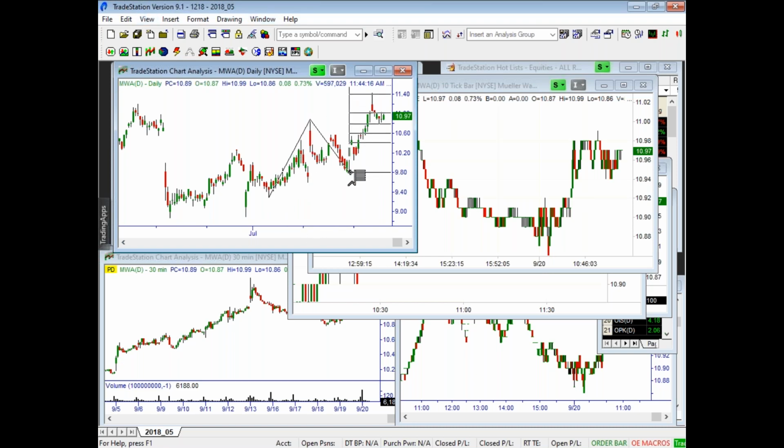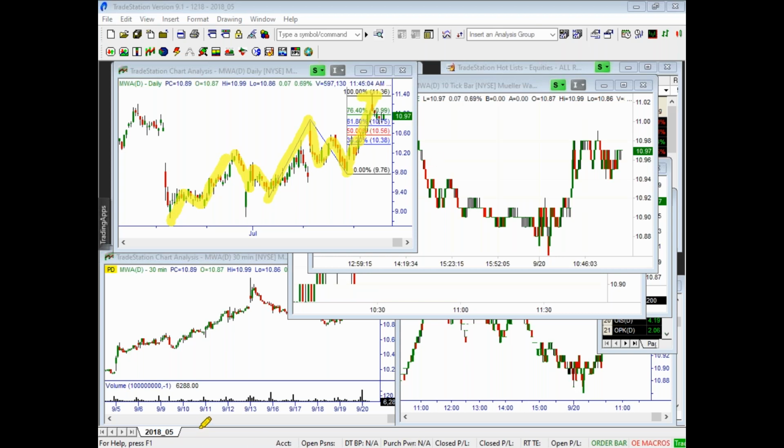So we've got the first move up, and then we've got our extension here. So we have the main move. Again, this is a 2-wave correction here. 2 waves up, another 2-wave correction. So you can see that 100% extension here on MWA as well. So that is how you add it on TradeStation.